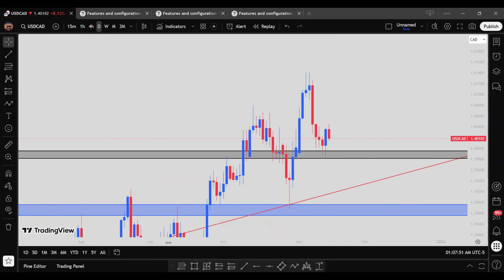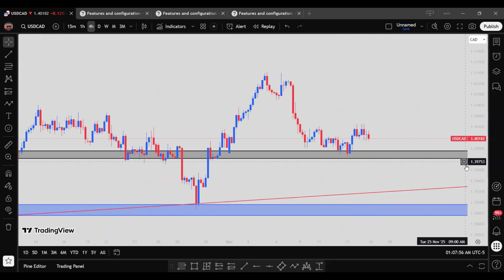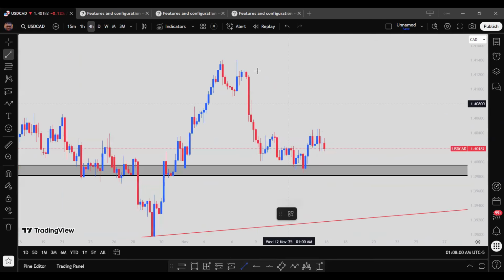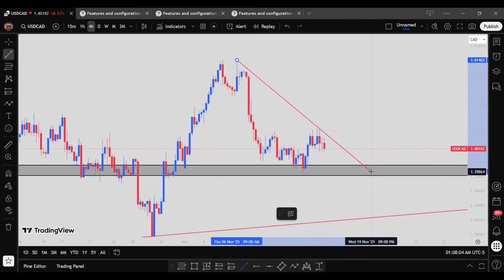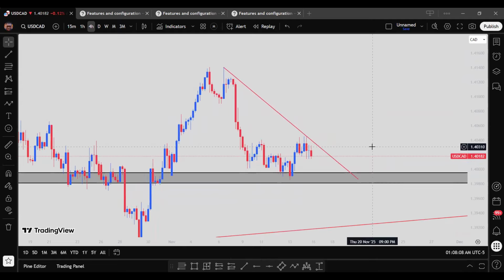So how I'm looking to trade this move is, if I go down to the 4-hour time frame, we have this trend line here. We have this descending counter trend line here that I'm expecting price to break. If price could break this counter trend line, I'm interested in getting into a buy trade on USDCAD.